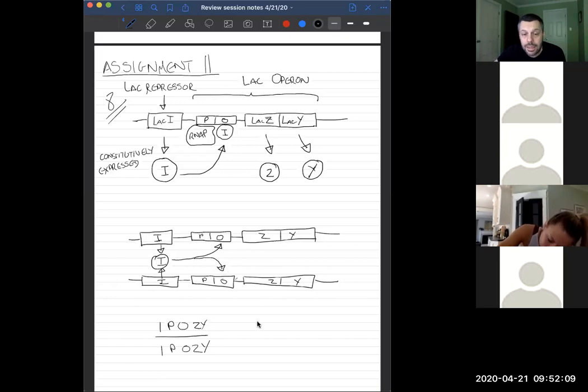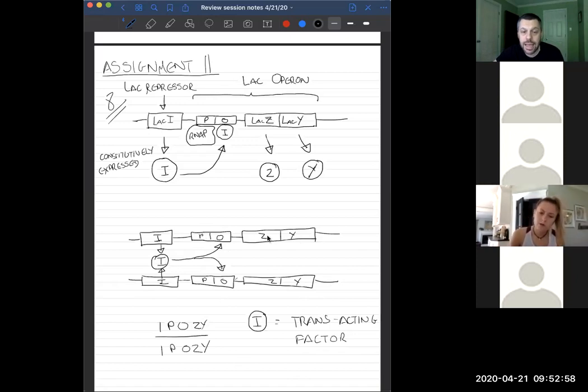So this protein, I, geneticists call this a trans-acting factor. And it's called that because it literally means it can transfer itself and go anywhere you want. This is the key to understanding this problem. This is a trans-acting factor. It can float around and go wherever it wants. So this trans-acting factor can regulate this piece of DNA or this one, it doesn't matter, because it can just float around and go wherever it wants.